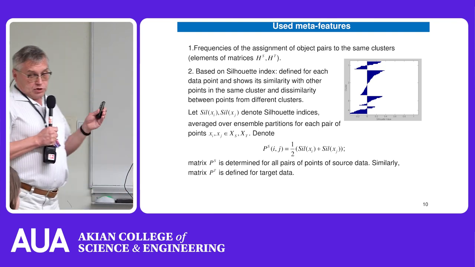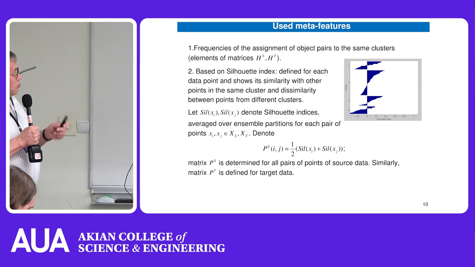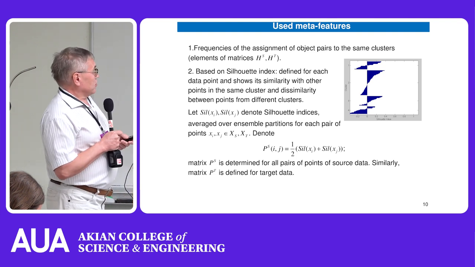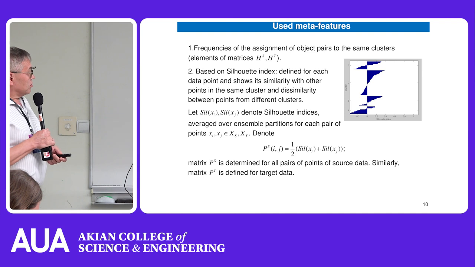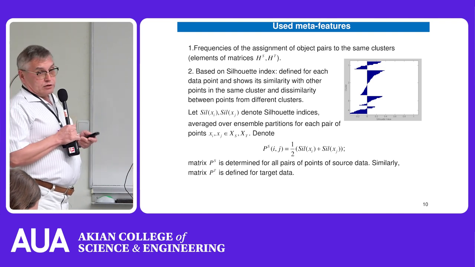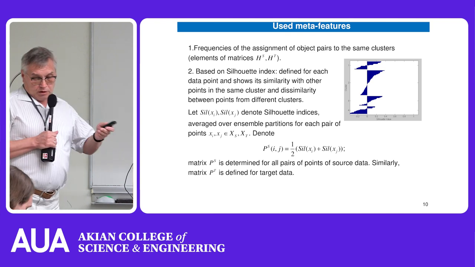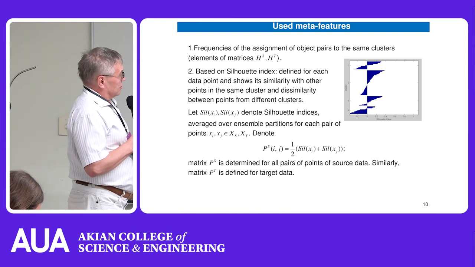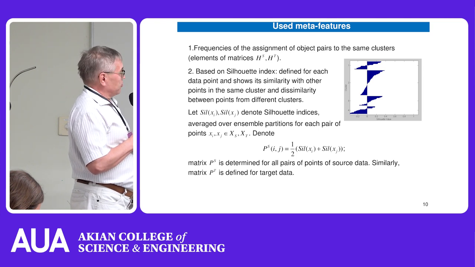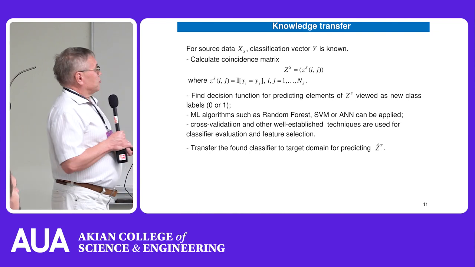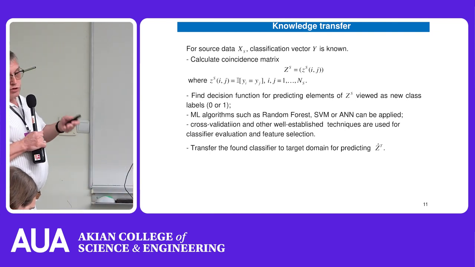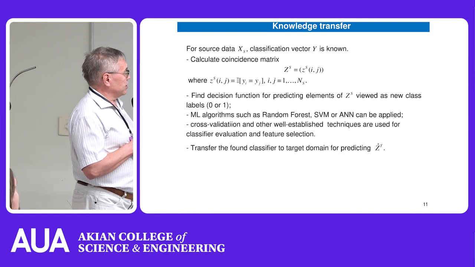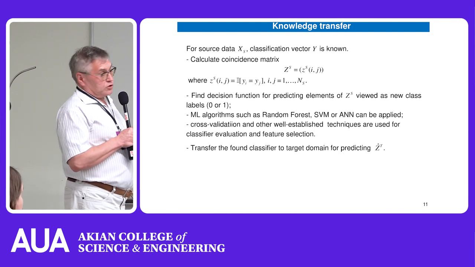As meta features, first of all, we use frequencies of the assignment of objects into the same clusters, or elements of co-association matrices from source and target domain. Then we use a meta feature based on the silhouette index. It's a well established internal clustering index, and we define it for each pair of objects and use it as additional information. Then we calculate the coincidence matrix or co-association matrix and find the decision function or classifier for predicted elements of the matrix dependent on the meta features used.